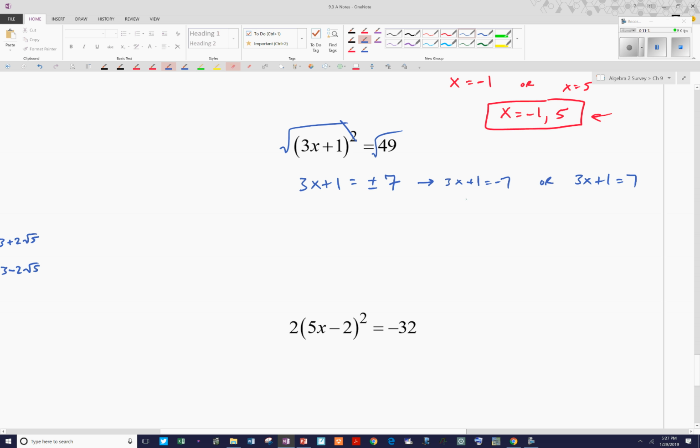We're going to solve each of those equations. So we're going to subtract 1 here, get -8, and then divide by 3, and get -8/3. Again, leave it as a fraction. Okay, over here we're going to subtract 1 and get 6. We're going to divide by 3 and then get 2. And those are our two answers. I'm just going to write x equals -8/3 or 2.